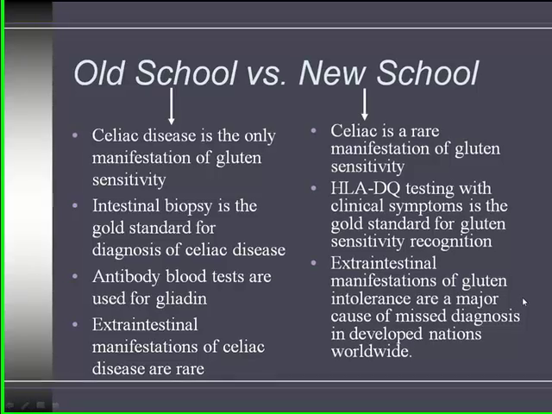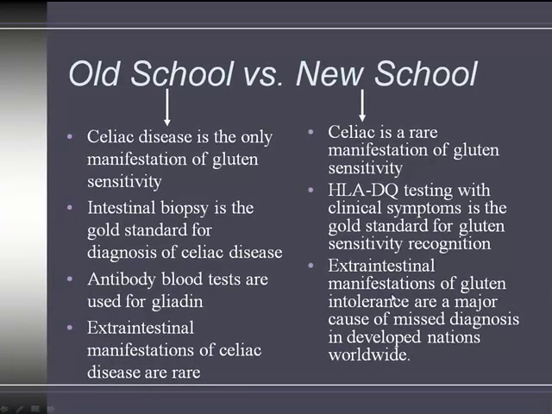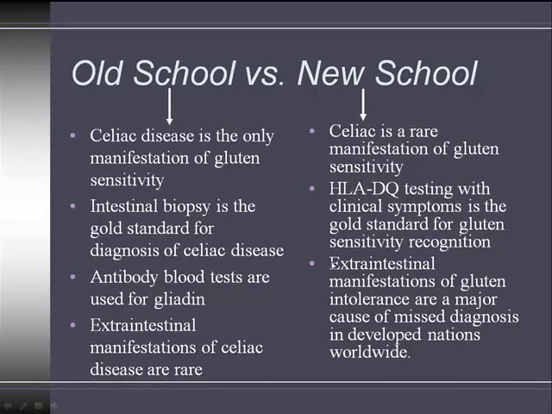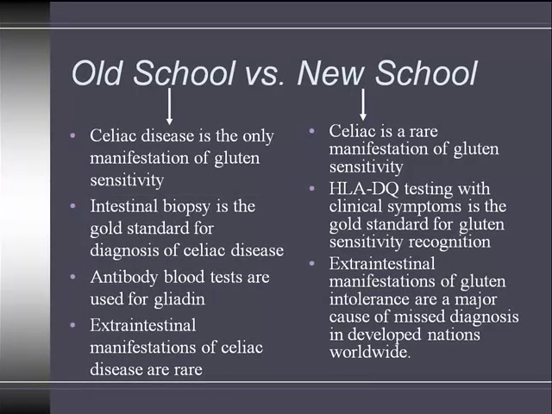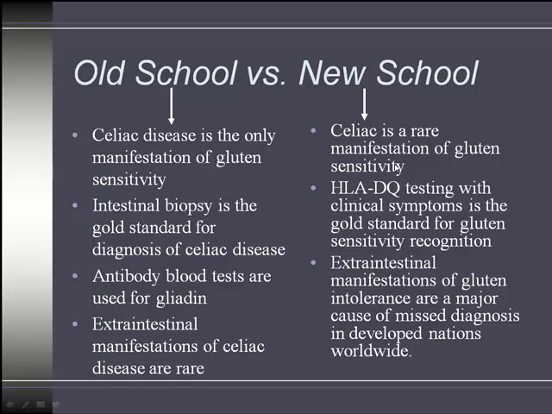Now, there's an old school and a new school version of how we recognize gluten sensitivity / celiac disease. But remember, we have laid out before that celiac disease and gluten sensitivity are not the same thing, and that gluten sensitivity is actually not a disease, but more a state of genetics, which, if left alone, manifests as disease. One of those diseases is celiac disease. So old school thought is that celiac is the only manifestation of gluten sensitivity, whereas the new school thought is that celiac is actually one of the more rare manifestations of gluten sensitivity.